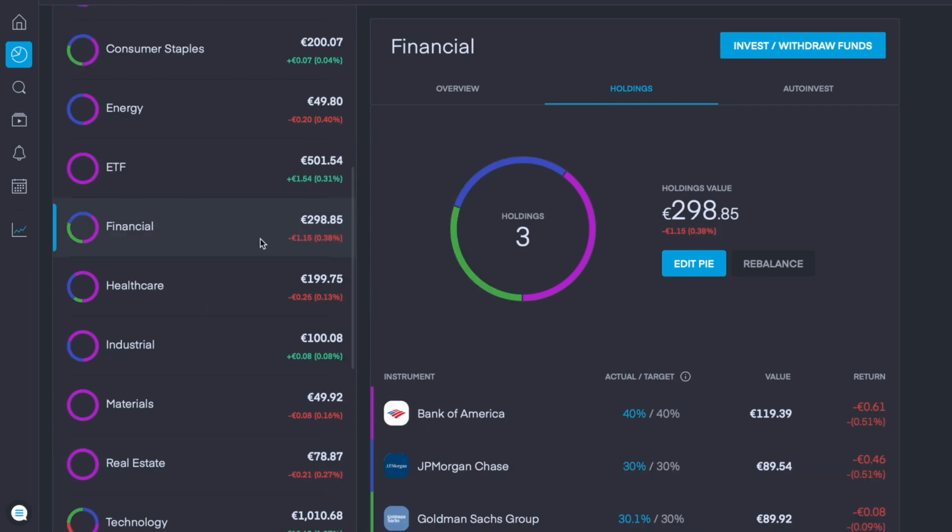Next, we have the financial sector, and in here we have 3 companies. So we have Bank of America, JP Morgan and Chase, and Goldman Sachs. This portfolio is currently worth just under €300, and the weightings, we have 40% in the Bank of America, 30% in JP Morgan and Chase, and 30% in Goldman Sachs Group.